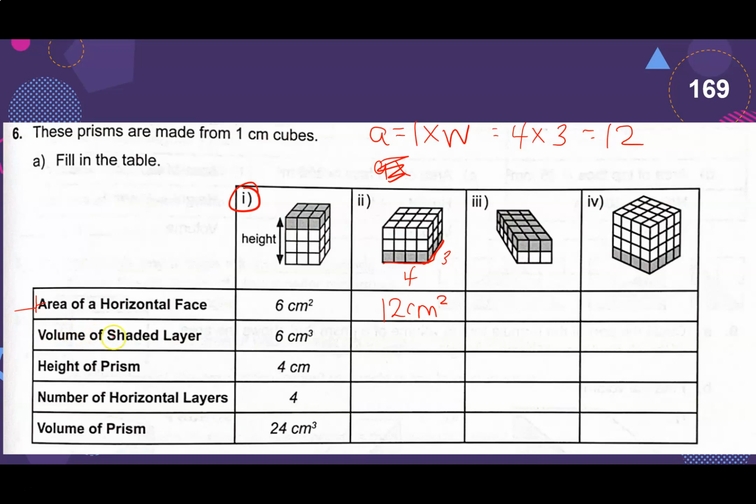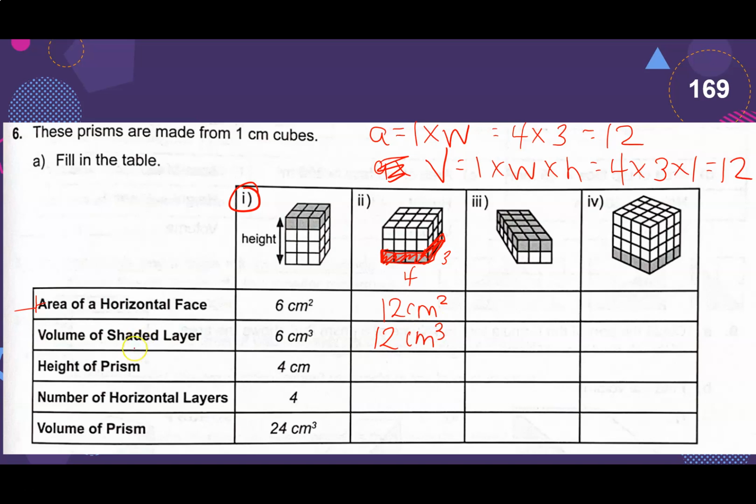What is the volume of the shaded layer? So now volume is considering a 3rd dimension, and in that case we're going 1 square high. So now what is the volume or the space that that layer takes up? Well, volume is length times width times height. 4 times 3 times 1 cube high equals 12. All that changes is our units, centimeters cubed.